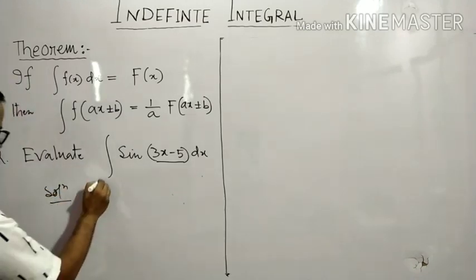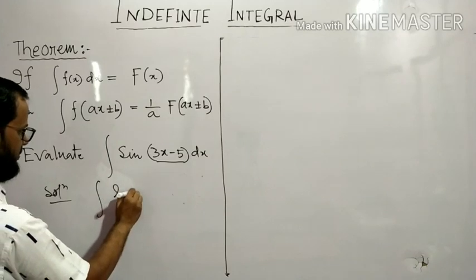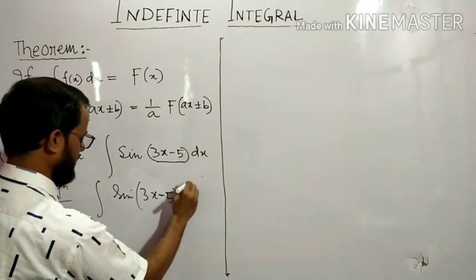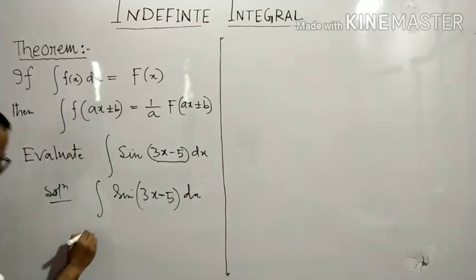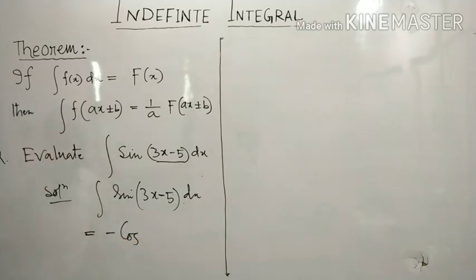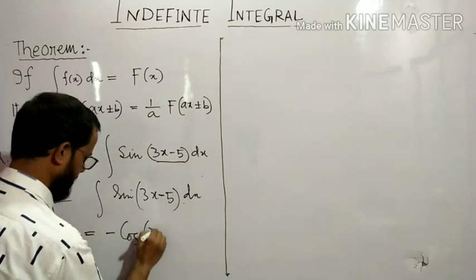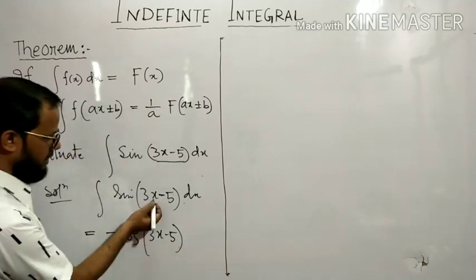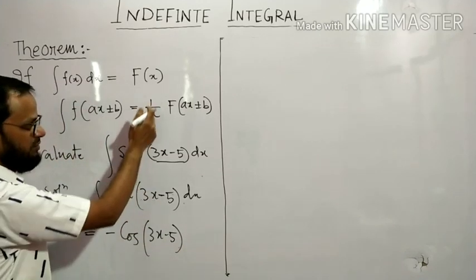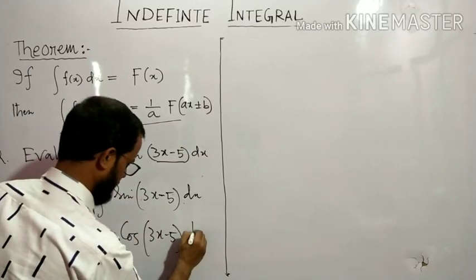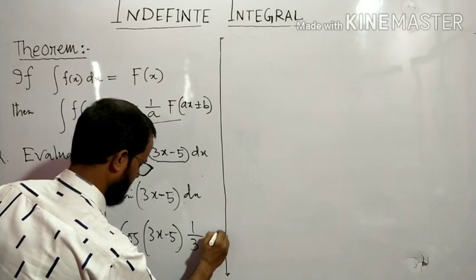Solution is very easy. Integration of sin(3x minus 5) dx, which can be written as per formula. What is the integration of sin? It is minus cos. Cos x, where x means 3x minus 5. But since the coefficient of x is 3, it will be multiplied by 1/3, applying this particular result, so into 1/3 plus c.